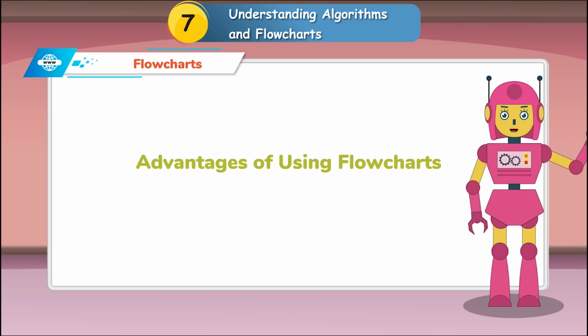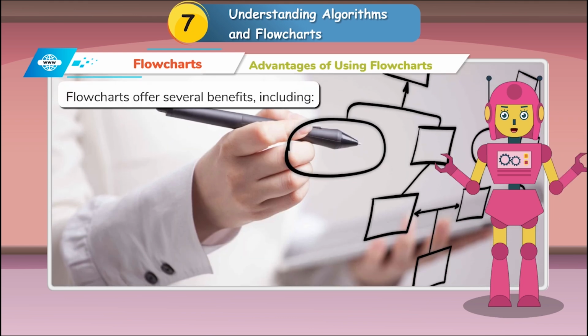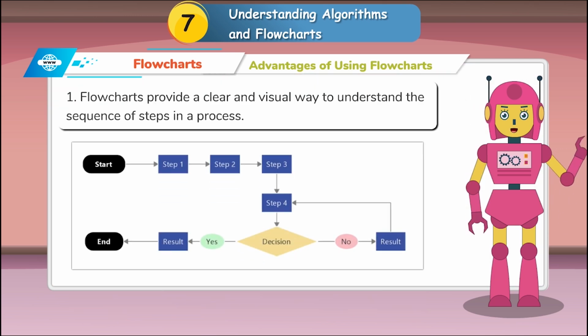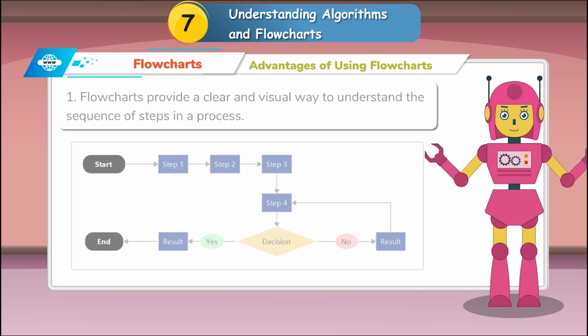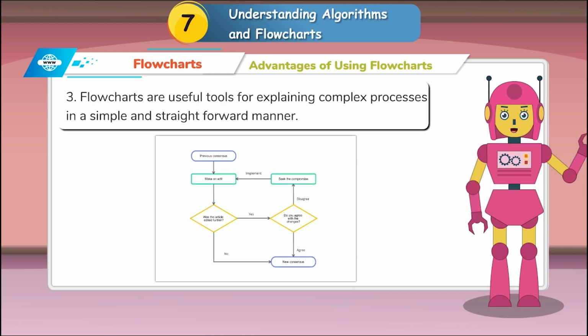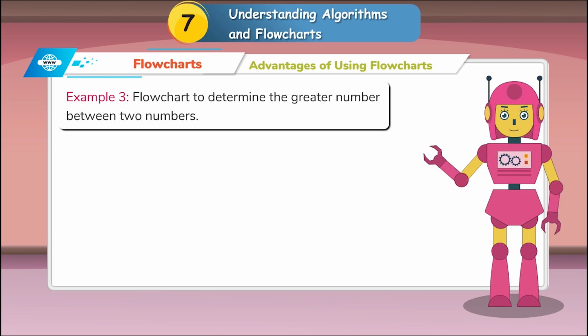Advantages of using flowcharts. Flowcharts offer several benefits, including: 1. Flowcharts provide a clear and visual way to understand the sequence of steps in a process. 2. Flowcharts help in analyzing a problem by breaking it down into smaller manageable parts. 3. Flowcharts are useful tools for explaining complex processes in a simple and straightforward manner.